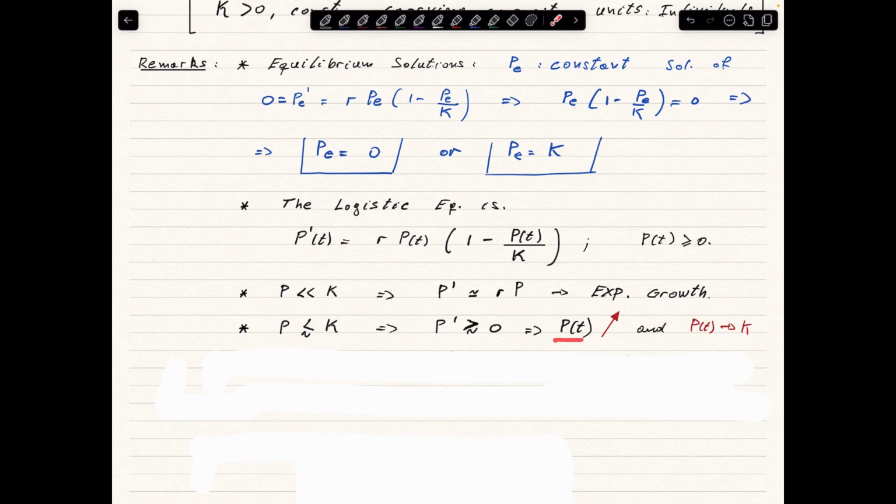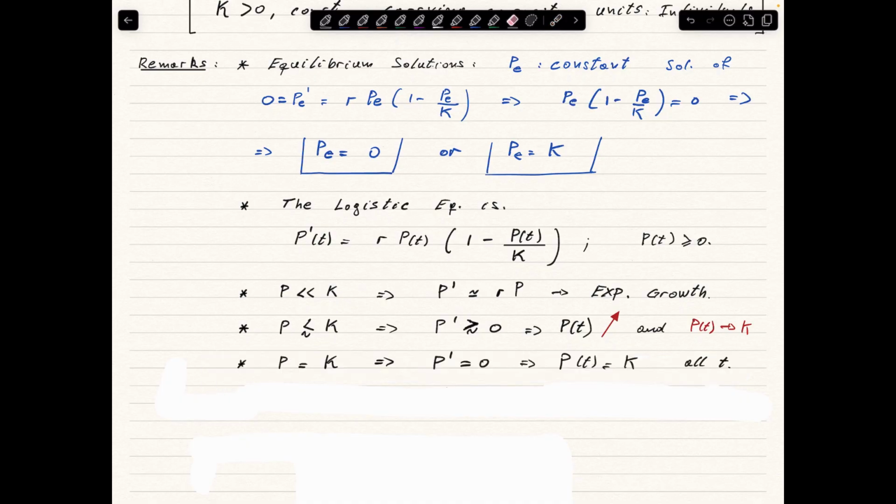So p is increasing. That's what we mean here. P is increasing, but the derivative is starting to get close to 0, which means the solution is going to be close to constant, and the constant has to be this constant k. So the solution approaches the constant k, but never crosses the constant k.